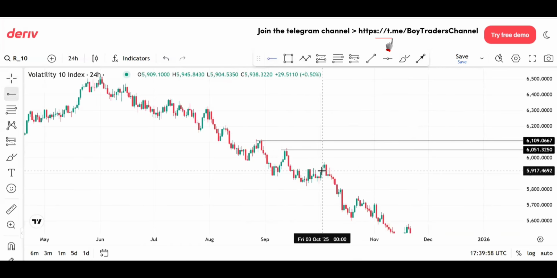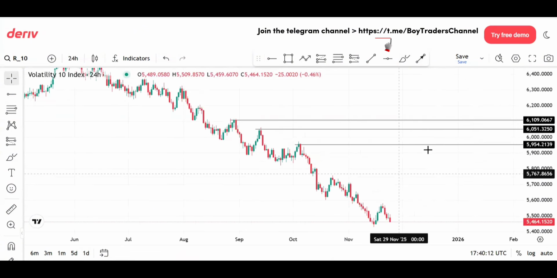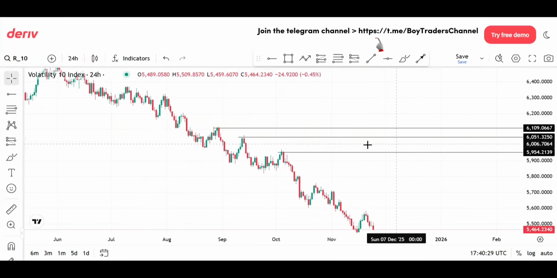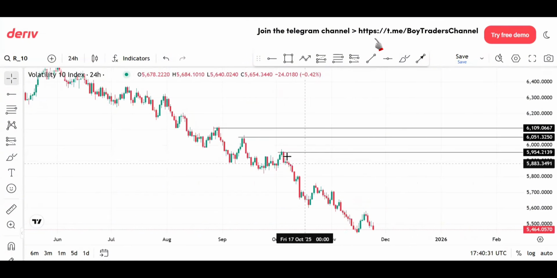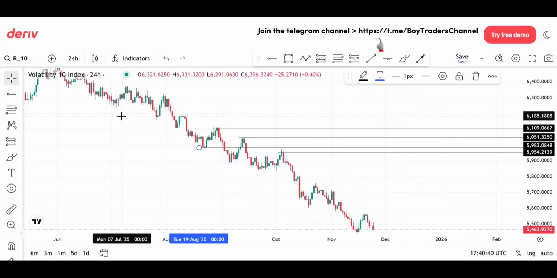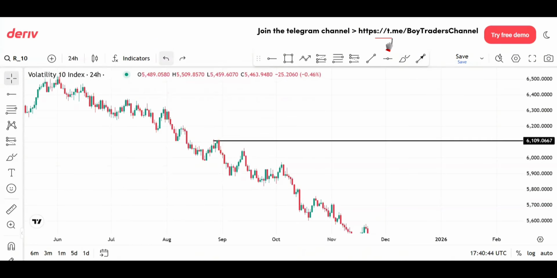Let's do the same for the third high, which has a value of 5,954. So this high is lower than the previous high. So 5,954 is lower than 6,051. That's what makes this high a lower high. The same thing is applicable to these lows. Because this first low, let's check the value. Let's first clear these lines off.